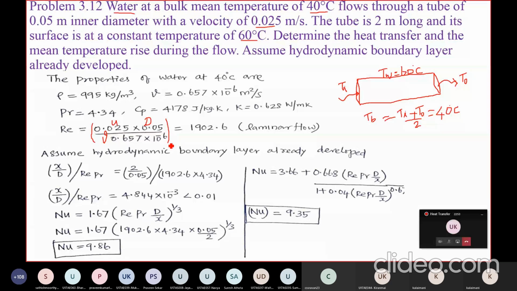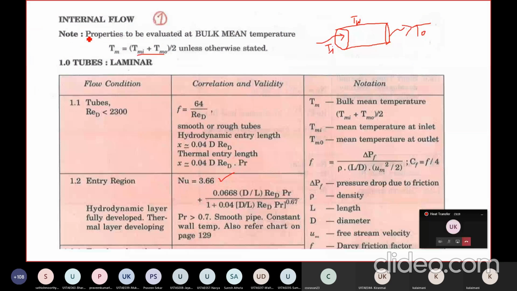Reynolds number is equal to 1902.6. Therefore, it is less than 3300, so we assume the flow is a laminar flow. Once you know which type of flow, laminar flow, then in this case they also give us an assumption that the hydrodynamic boundary layer is fully developed. So we just go to a data book. The flow is a laminar flow. Then the hydrodynamic layer is fully developed.